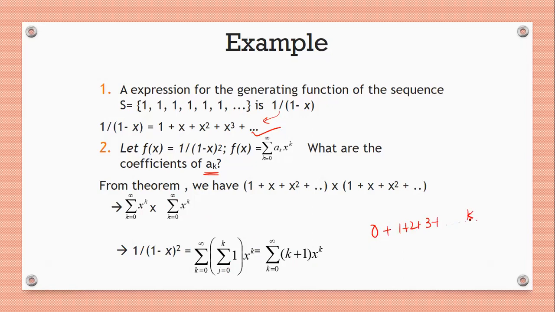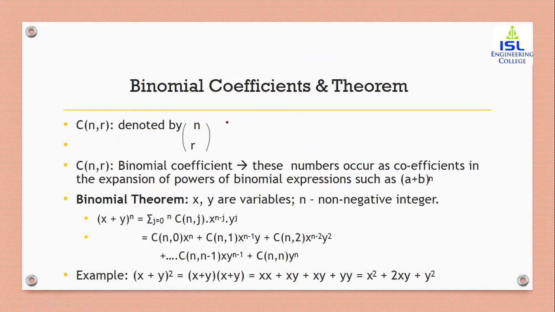So this will be written as k into (k plus 1), so this is (k plus 1) into x^k. Now the next thing is, binomial coefficients are something which we have already seen in the earlier chapter. The binomial coefficient is given as nCr, for the formula (x plus y) whole power n, where nCr is given as n factorial by (n minus r) factorial into r factorial.